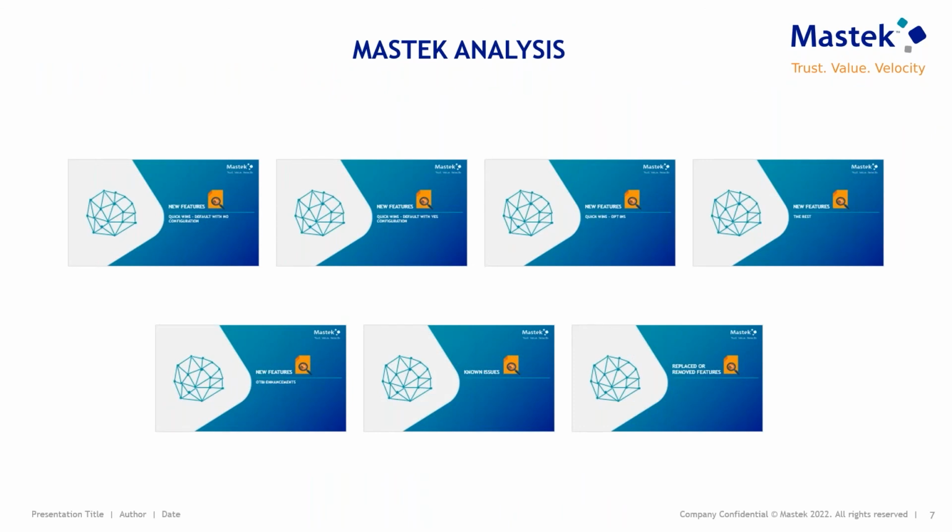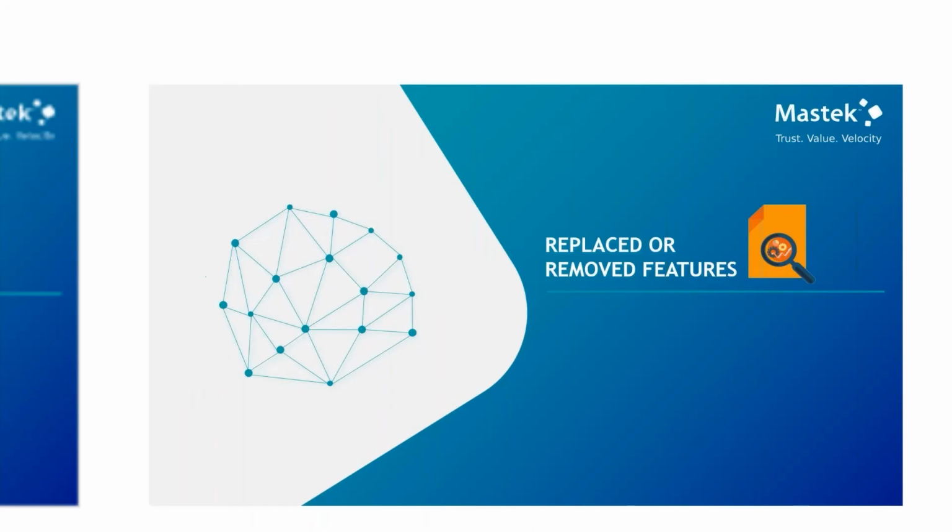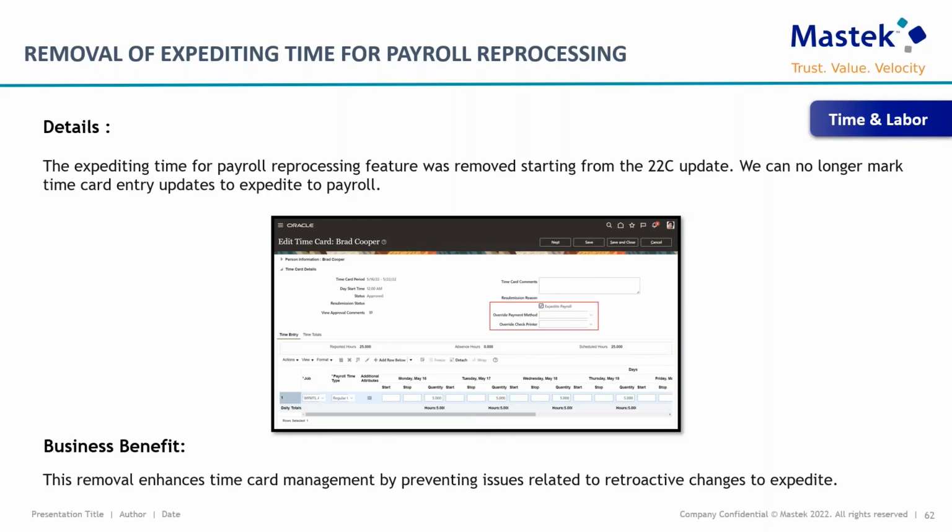Now we will talk about the replace or remove feature. There is one feature which is removed by Oracle, that is expediting for payroll reprocessing in time card entries. There was an option of expedite payroll, as you can see on the screen also. Now Oracle has removed it totally, so we cannot check that, and you cannot expedite that element entry to be processed in the payroll. The benefit we get is that this removal enhances time card management by preventing issues related to retroactive changes to expedite.